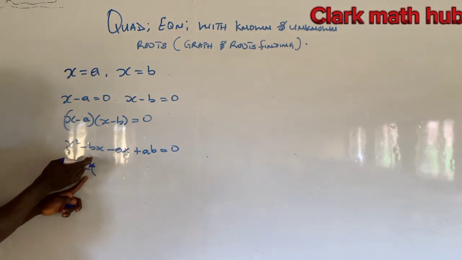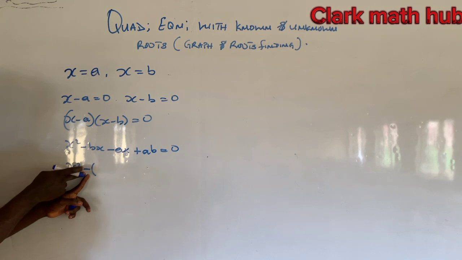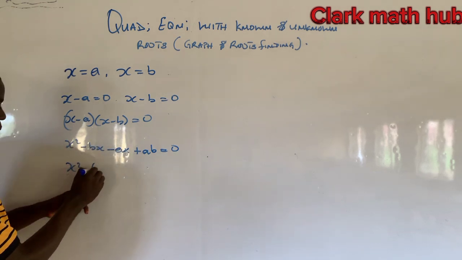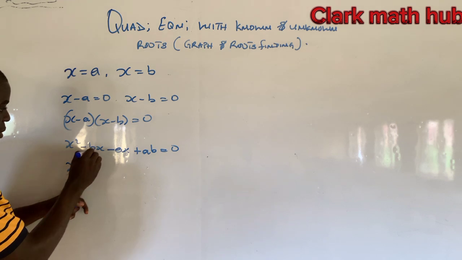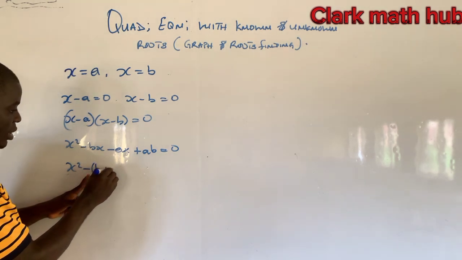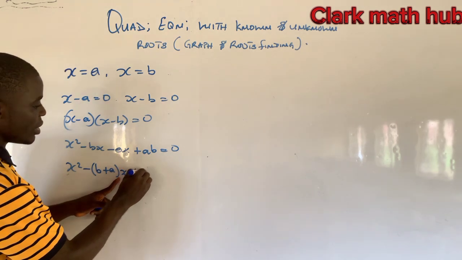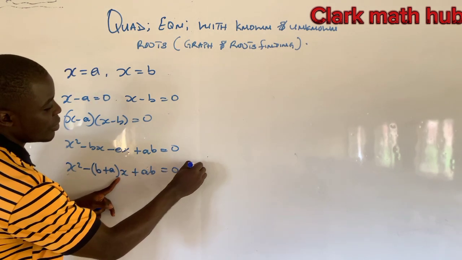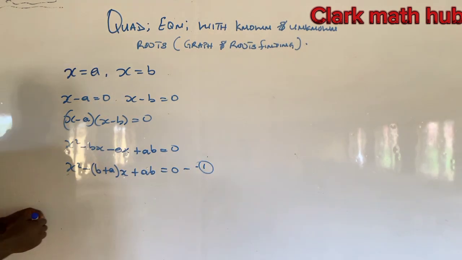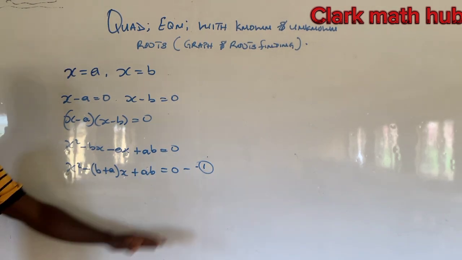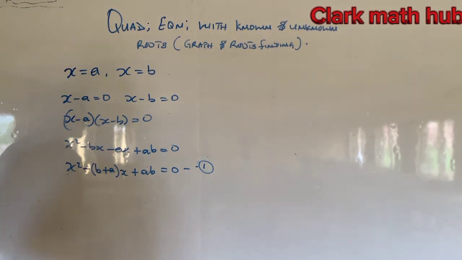So I can decide to write this as x squared minus (b plus a) x plus ab equal to 0. I want to factor x out, so we are left with b plus a, and then we have plus ab equal to 0. With this formula, you can find any root of a quadratic equation. I will use the formula and also try to do something for you to see.